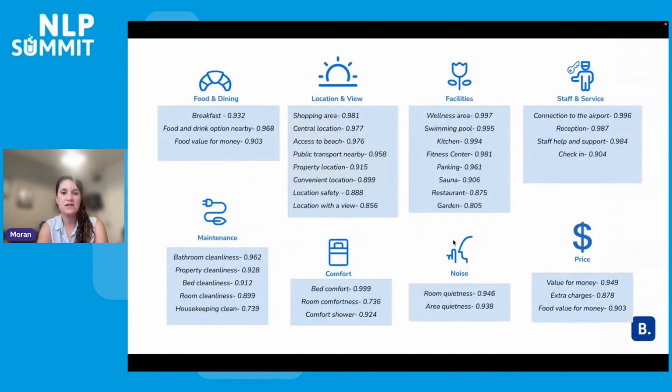And here you can see a sample of our topics divided into different categories. So what kind of topics we are identifying, and what the average precision results are for each one of the topics. We have, for food and dining, breakfast, food and drink option nearby, food value for money, and for location, shopping area, central location. But we got very good results for each one of the topics using this kind of model.